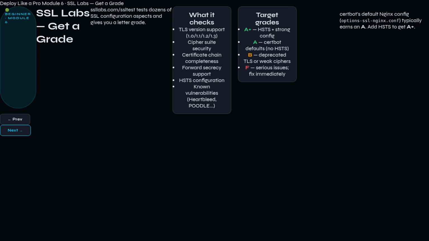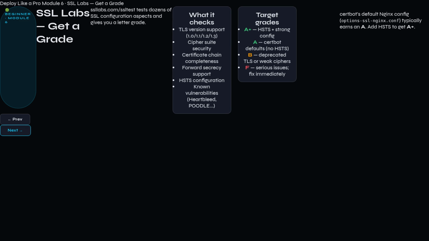Qualys SSL Labs provides the most comprehensive public SSL configuration analysis available. It tests dozens of aspects of your HTTPS setup and gives you a letter grade from A+ to F. To test your site, go to ssllabs.com/ssltest and enter your domain.